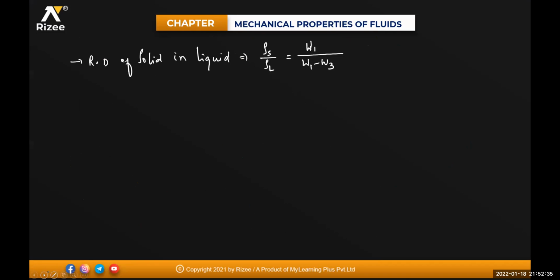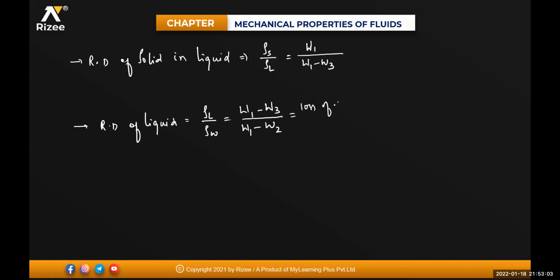Clear? The same way, if I am talking about relative density of liquid, that is density of your liquid with respect to density of your water, this will become W1 minus W3 divided by W1 minus W2. That is nothing but loss of weight in your liquid divided by loss of weight in water.